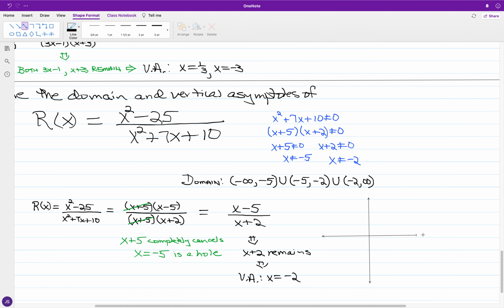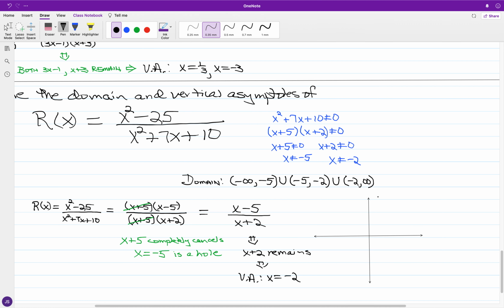And just for the layout, once again we have the restricted values of interest: negative 5 as well as negative 2. And again, we have a vertical asymptote at x equal to negative 2.